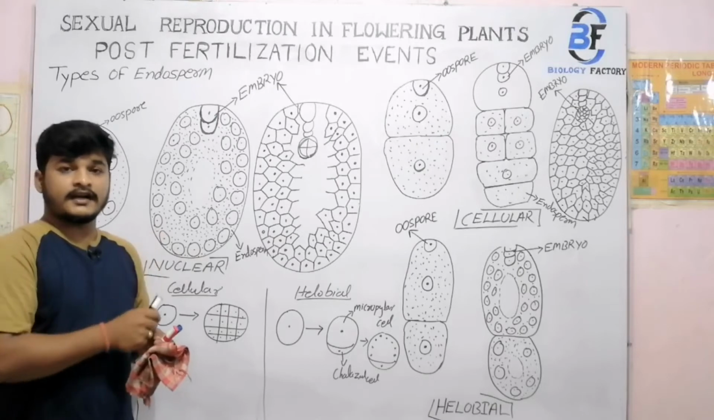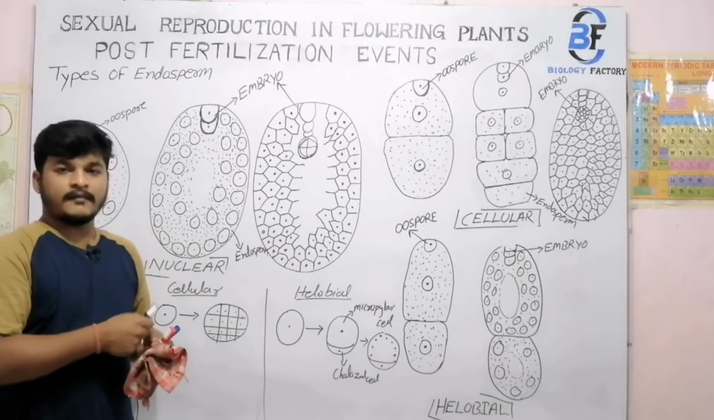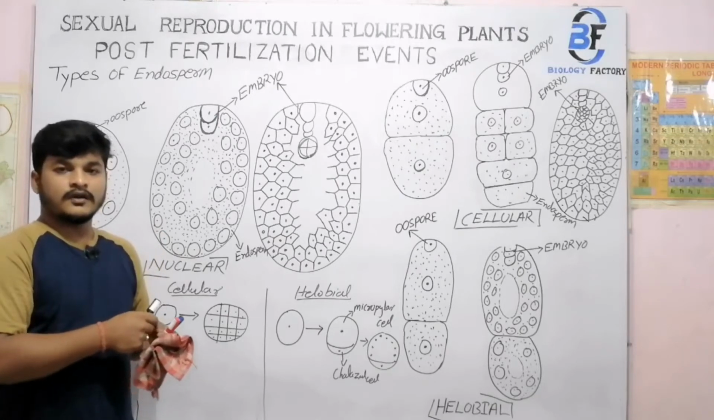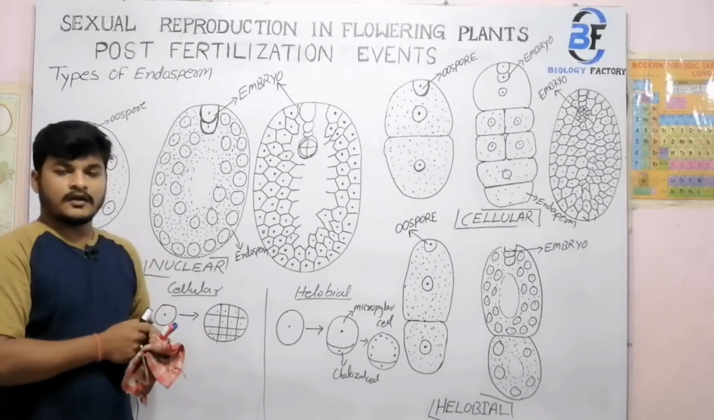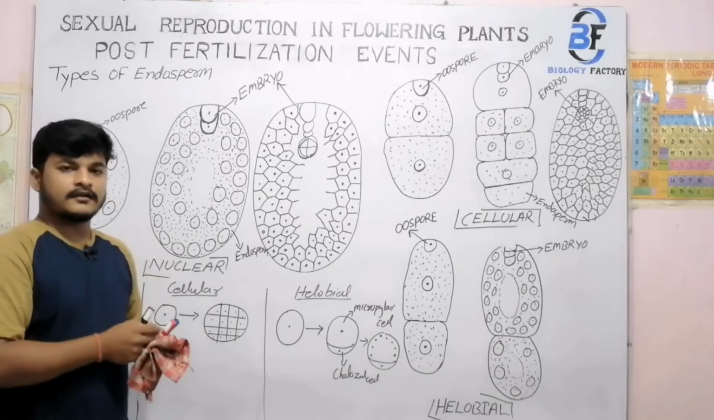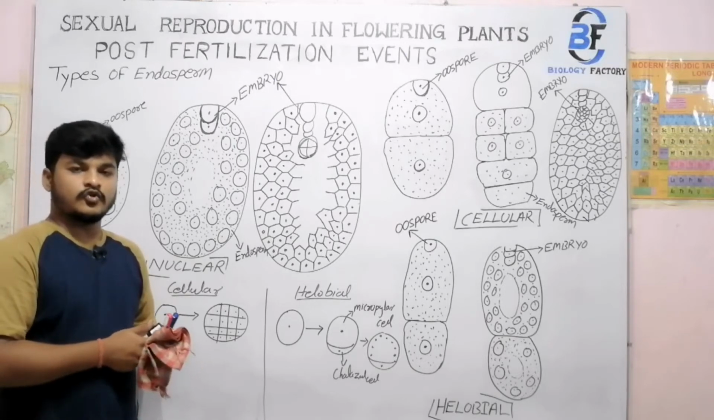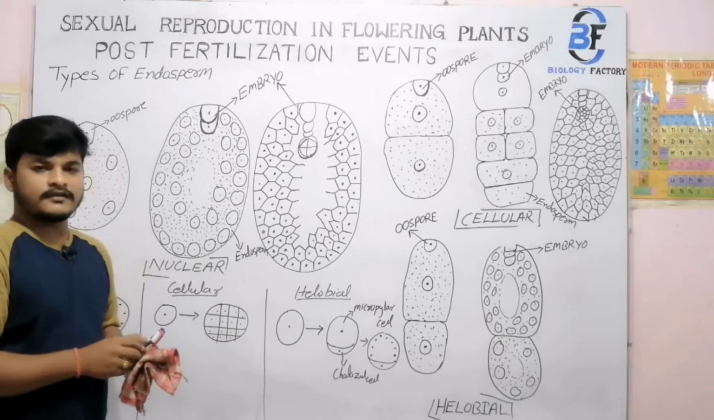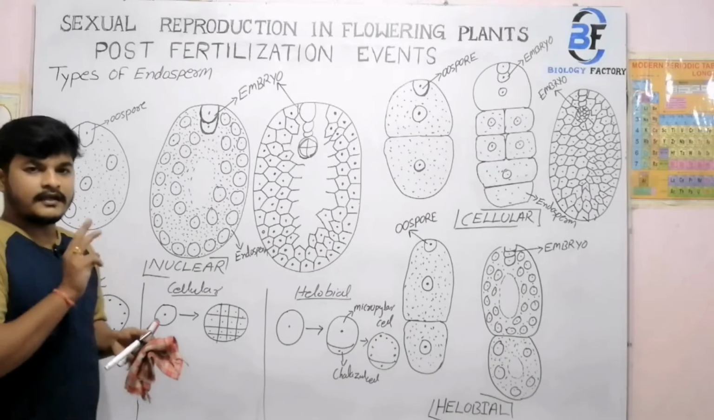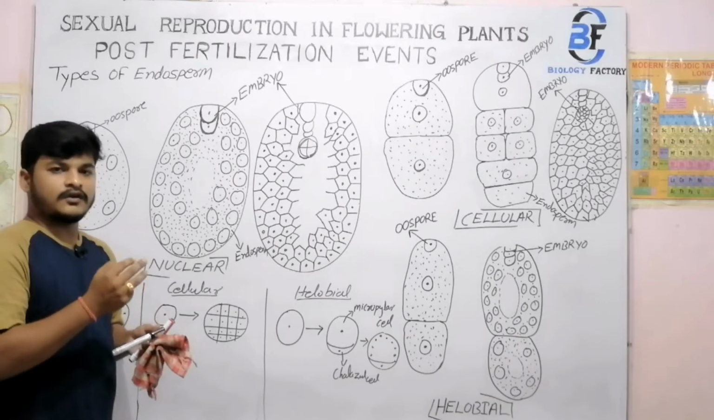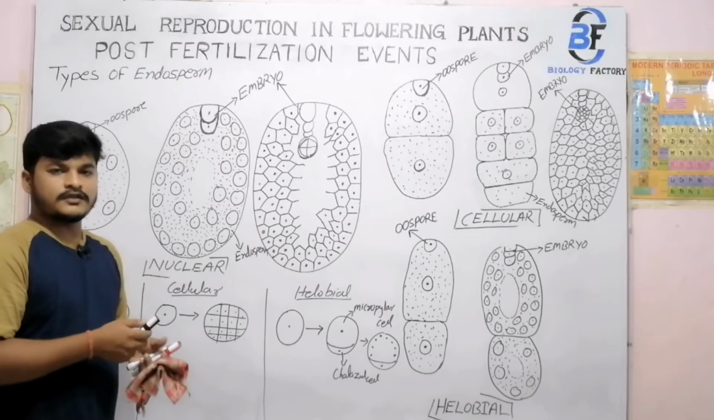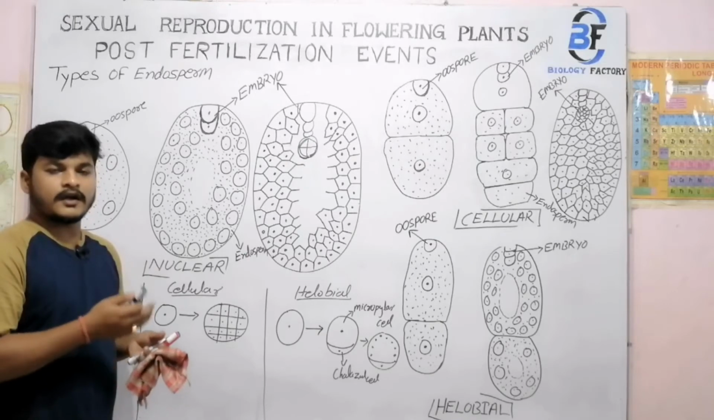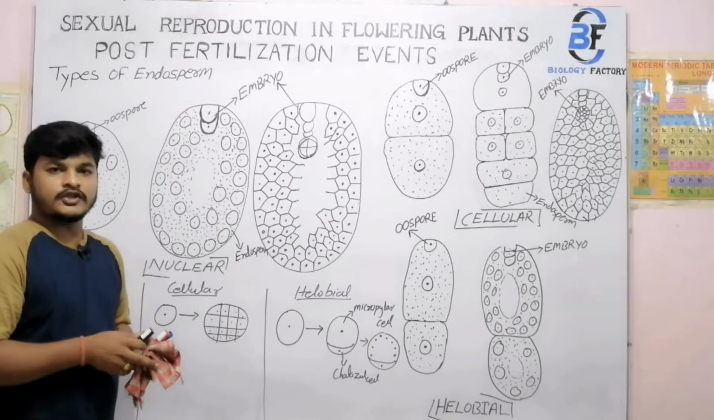And the next one, that means the second male gamete, fuses with your two polar nuclei. As it fuses with the two polar nuclei, the term given is triple fusion. That means three n type of nucleus fuse and form a single structure, which is otherwise known as endosperm, most commonly known as the nutritive tissue.